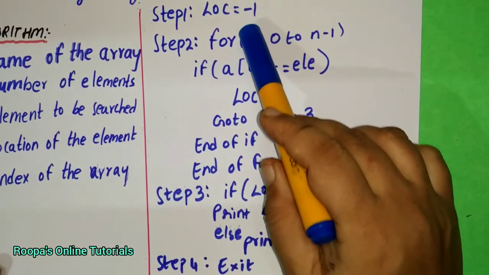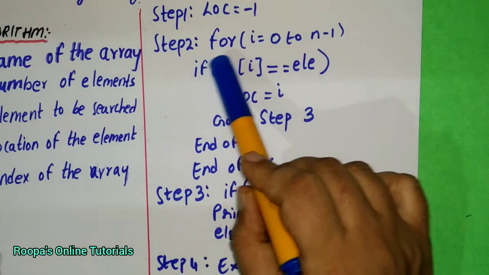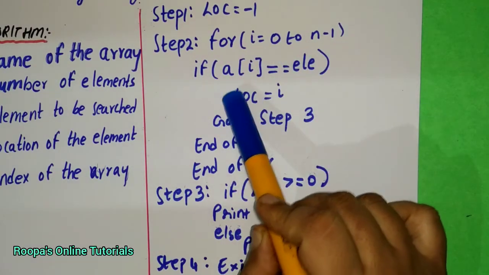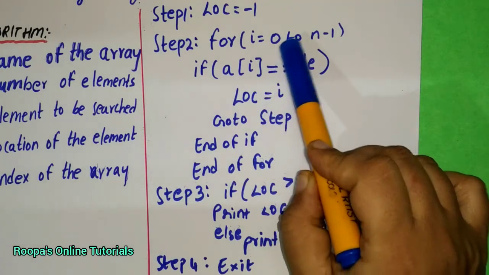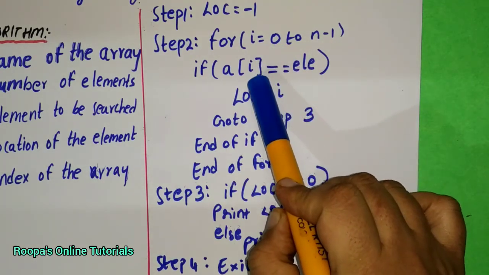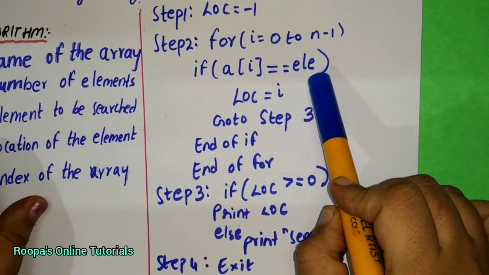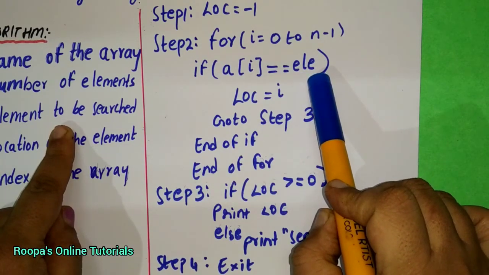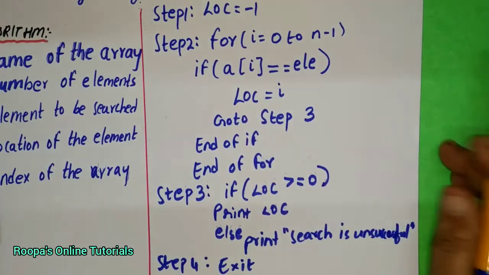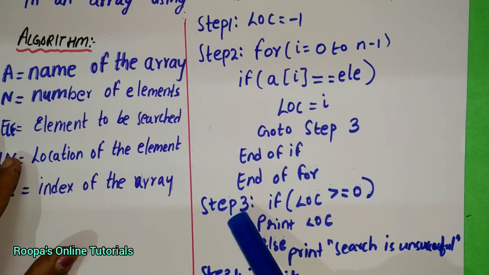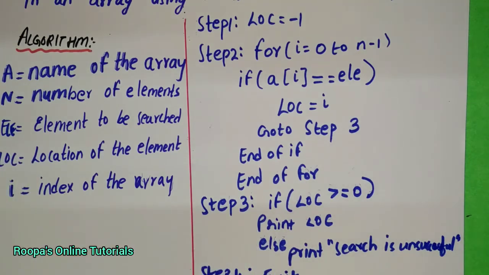Okay, first we start with location equal to -1. We are traversing the array, so we will write for I equal to 0 to n minus 1. If A of I, so it will start from I is 0 here. So first it will check the 0 means the first element. If it is equal to ELE, what is ELE for me? The element to be searched. Then location will be equal to what? Location will be equal to I. Then you have to come out of here. So you will say go to step 3.